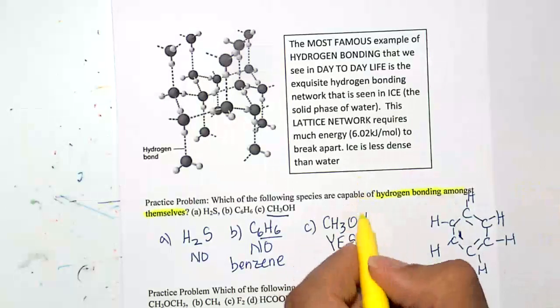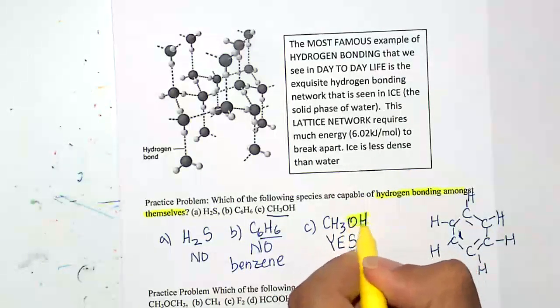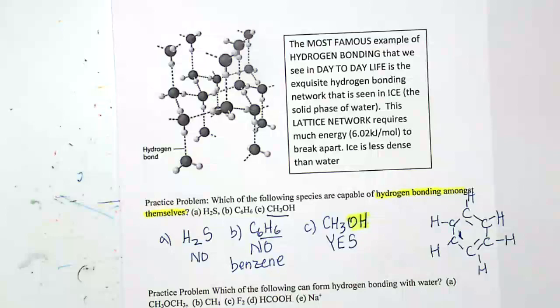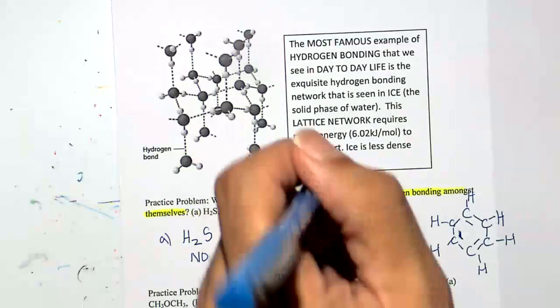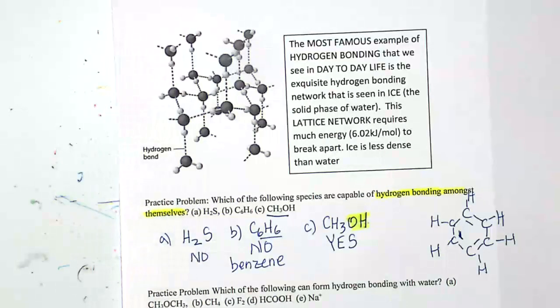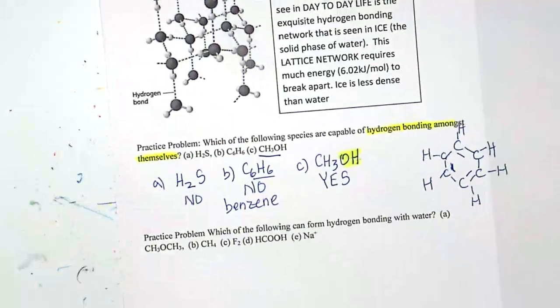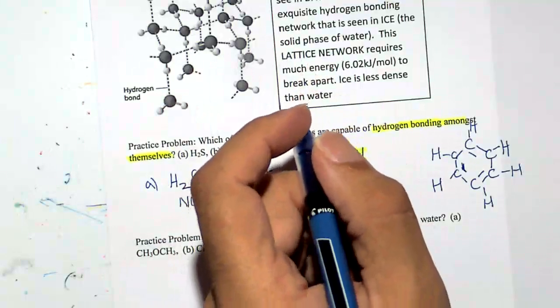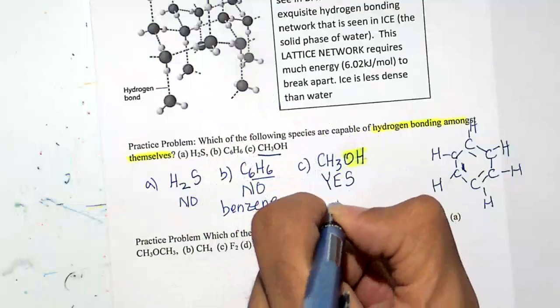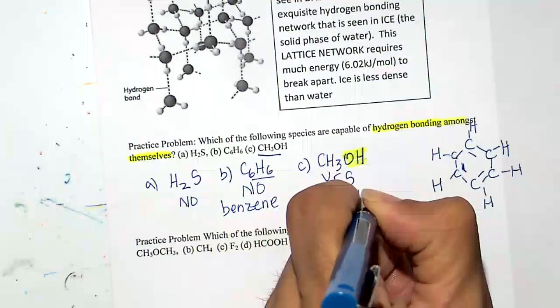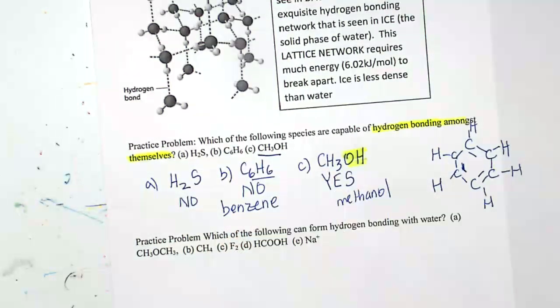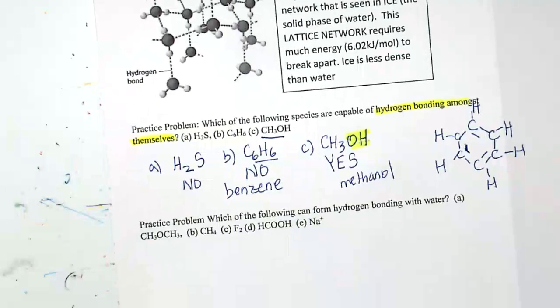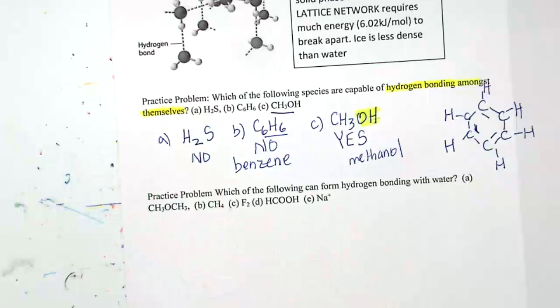Okay. What type of functional group is this called? What's the name of this functional group? Functional group, not the name of the molecule. Alcohol. Okay, alcohol. What's the name of this specific alcohol? Methanol. Okay, methanol. All right, how about hydrogen bonding with water?